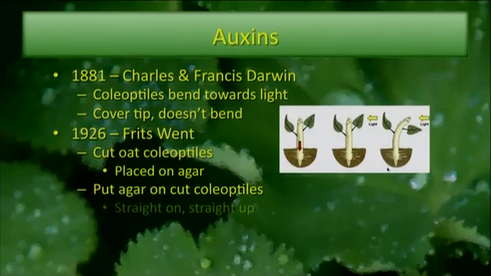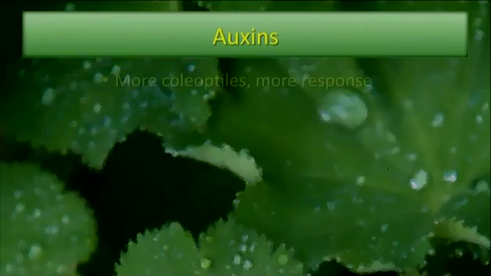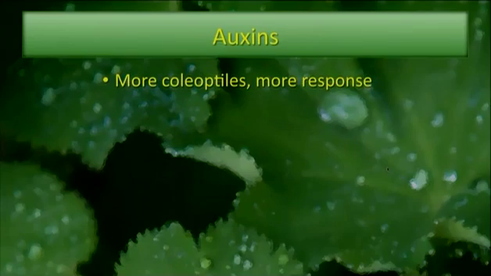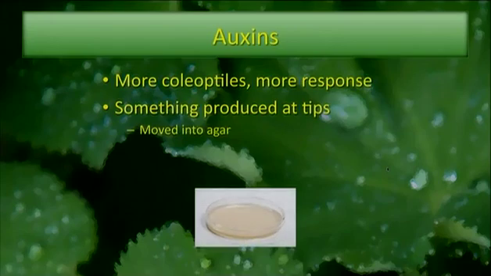If you put the piece of agar straight on the cut tip of the coleoptile, the coleoptile grew straight up. But if you put it off center, it bent away from the side that the agar was on. So he found out that the more coleoptiles he used, the more response he got, more bending. So he and other people suspected that something was produced at the coleoptile tips, which moved into agar.